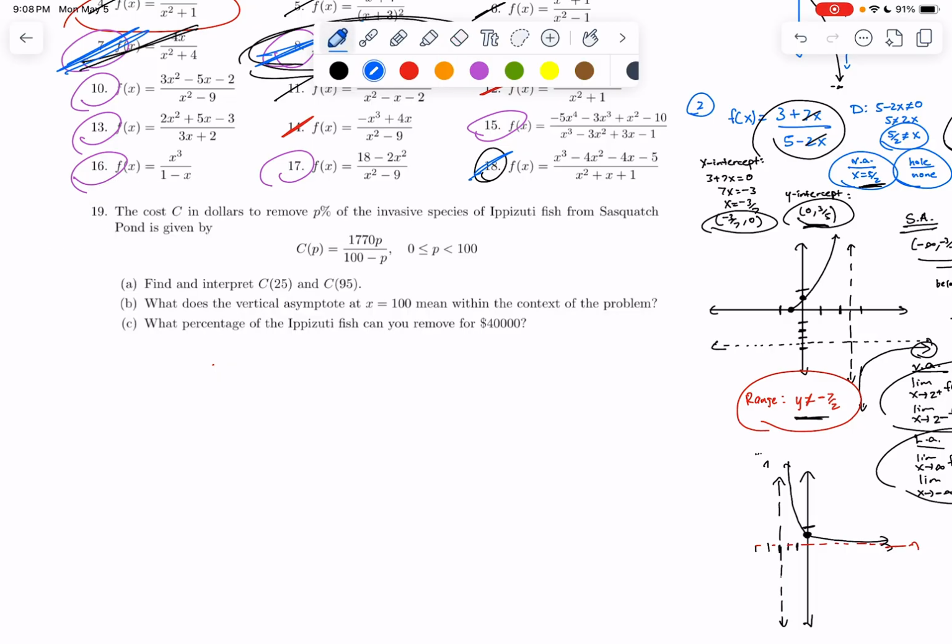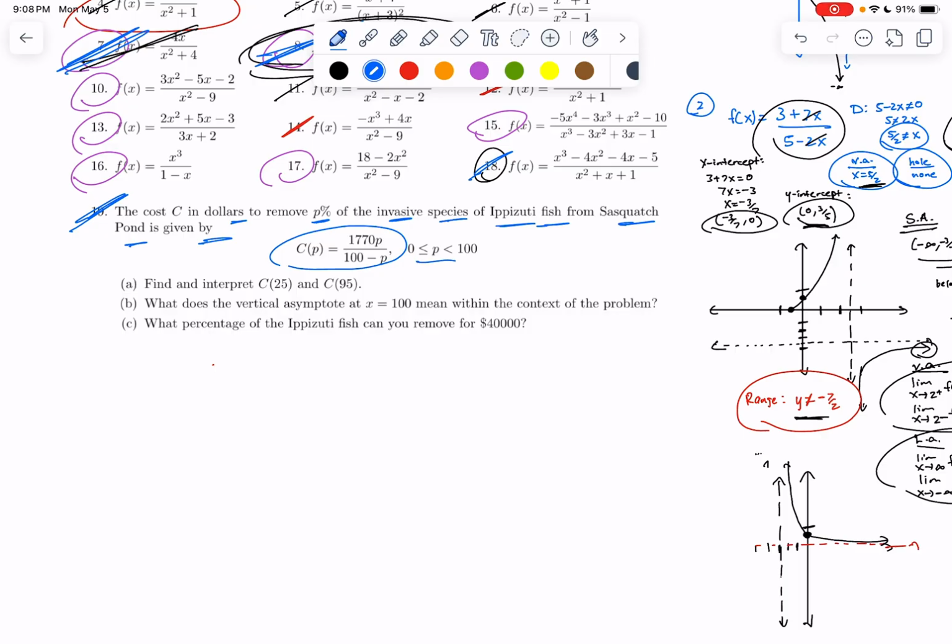Okay, number 19. Let's get this one checked off here. The cost, C in dollars, to remove P% of the invasive species of some kind of fish. I don't even know what this is. Ipazuti fish from Sasquatch Pond is given by C of P is equal to 1700 P divided by 100 minus P.